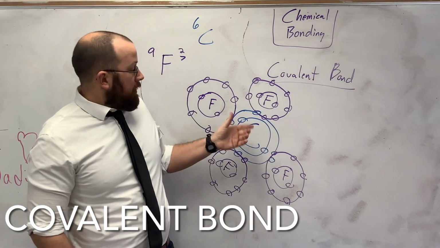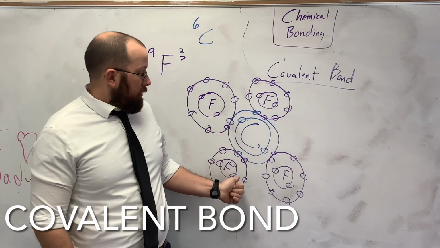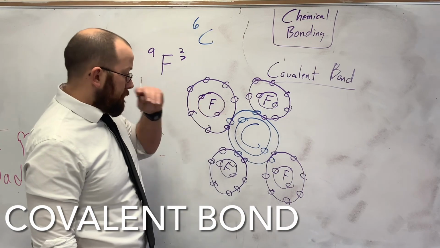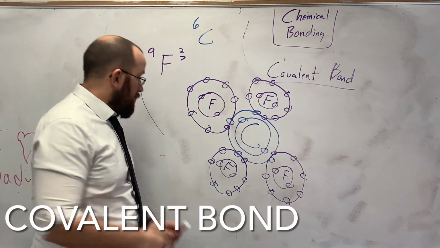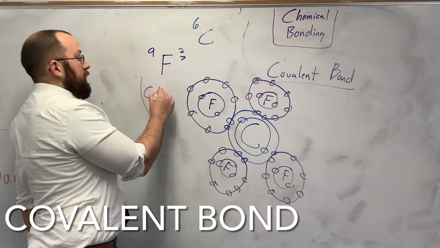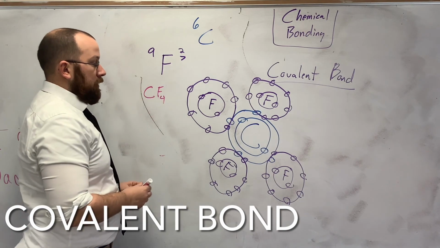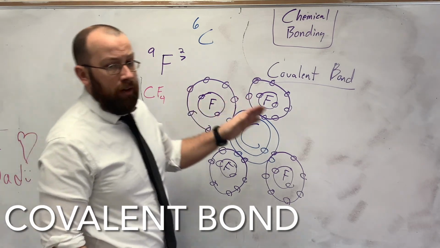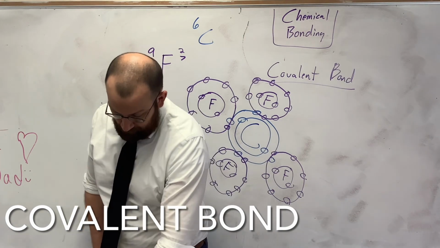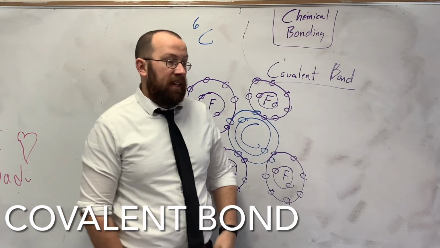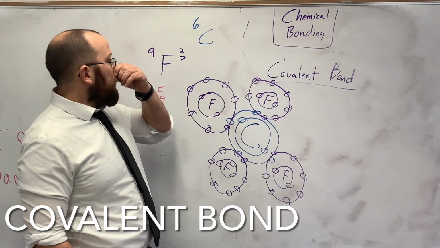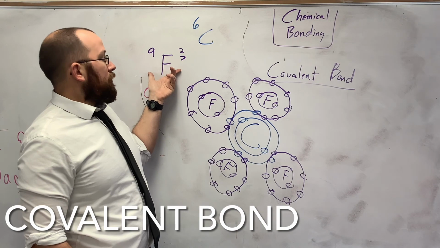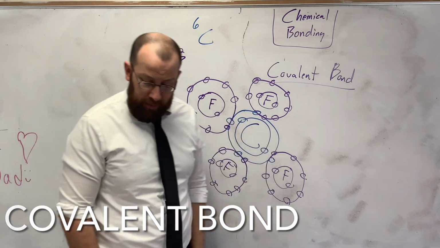And this was carbon and 4 fluorines, and it becomes carbon tetrafluoride, CF4. All right, carbon tetrafluoride. And this is a covalent bond because they are sharing, they are not giving it up. Just like with an ionic bond, carbon has its own physical and chemical characteristics. So does fluorine. When you combine them, they have new chemical and physical properties.